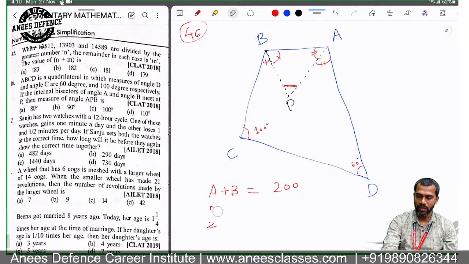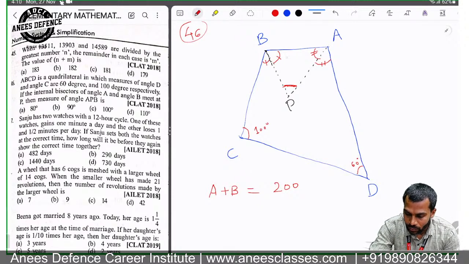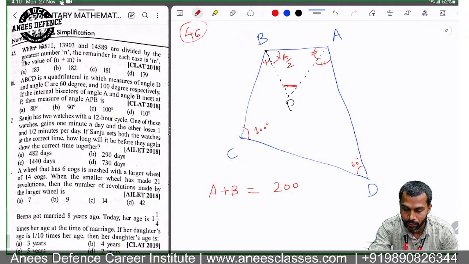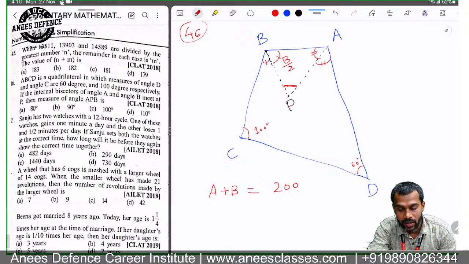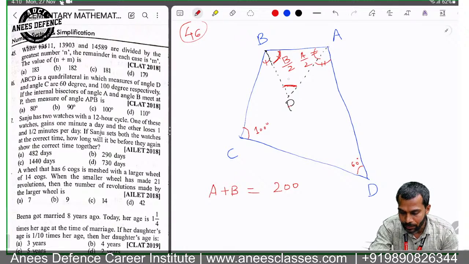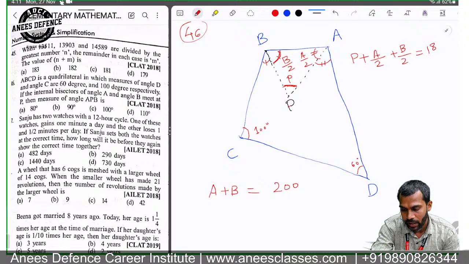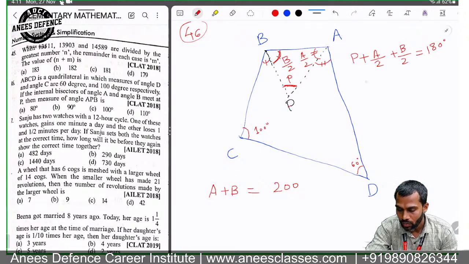Now, what is A by 2 plus B by 2? See, very easy. Now, this is nothing but B by 2. I'm talking about triangle APB. So this angle is B by 2, and this one is A by 2. Yes or no? Now, suppose this angle is P only. So, can I say P plus A by 2 plus B by 2 is equal to 180? Angle sum property.